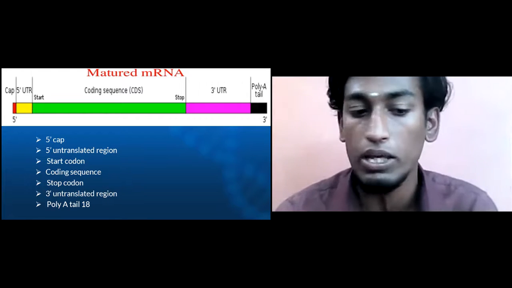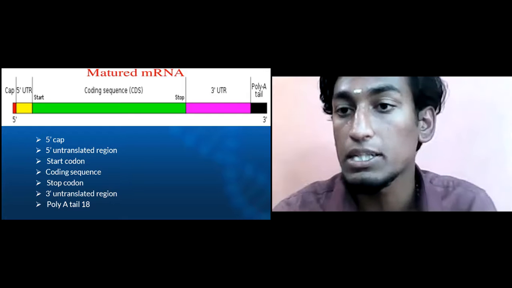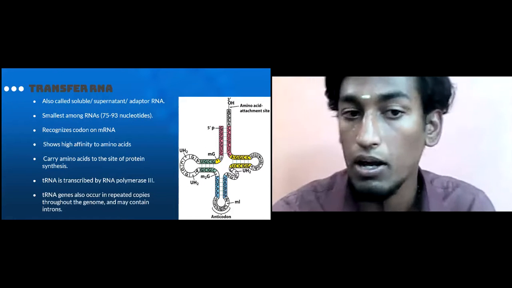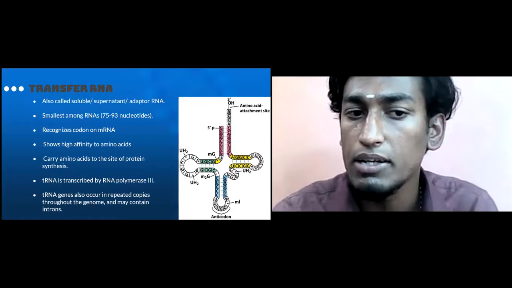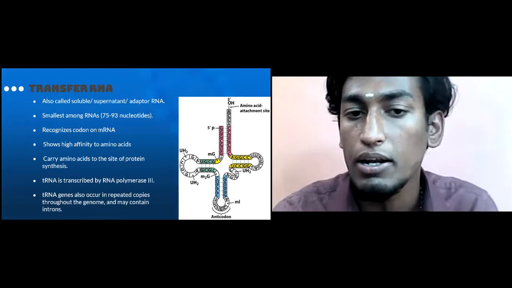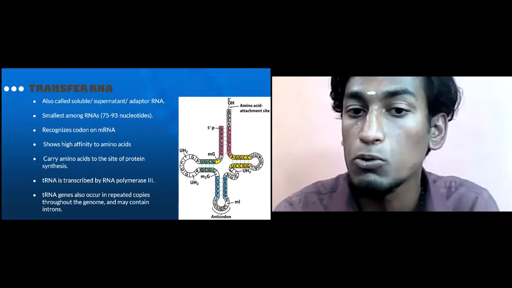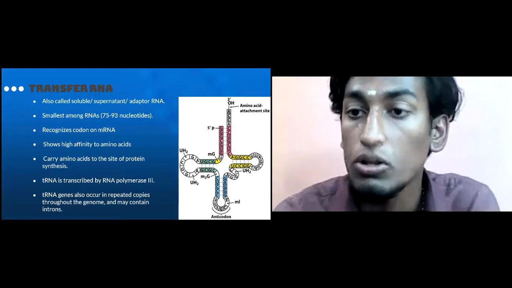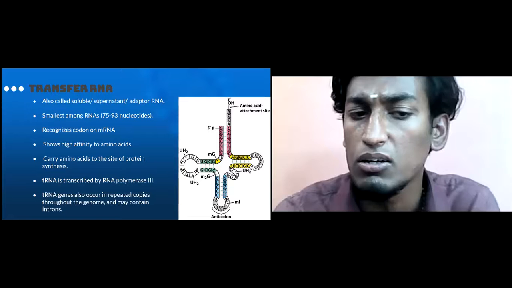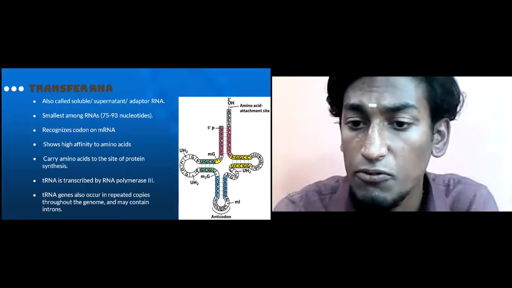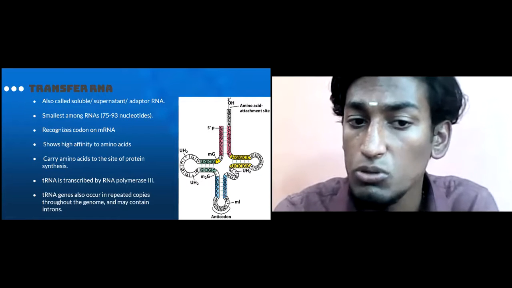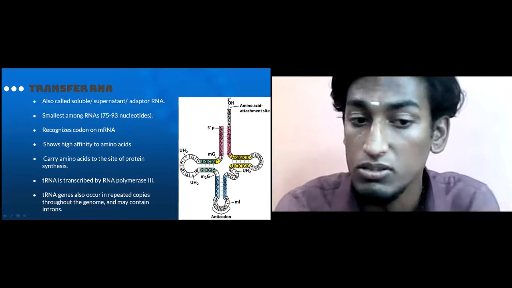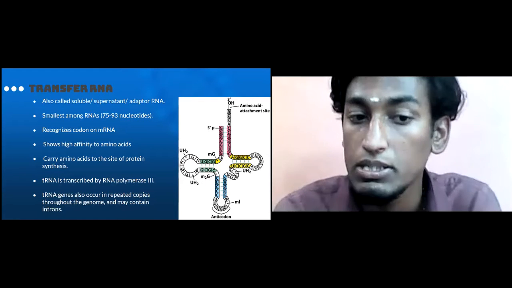Let me move on to the transfer RNA, which is the tRNA. This is also called soluble, supernatant or adapter RNA. The tRNA is the smallest among the RNAs, with only 75 to 93 nucleotides. It recognizes the codon on the mRNA. This structure of tRNA shows high affinity to amino acids, and it carries amino acids to the site of protein synthesis. Hence, by the name, transfer RNA.